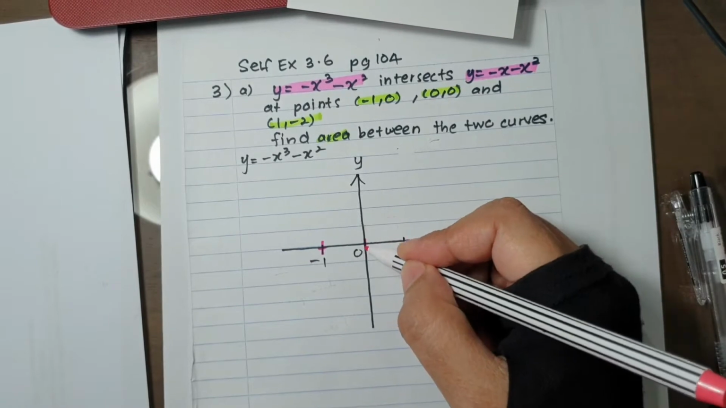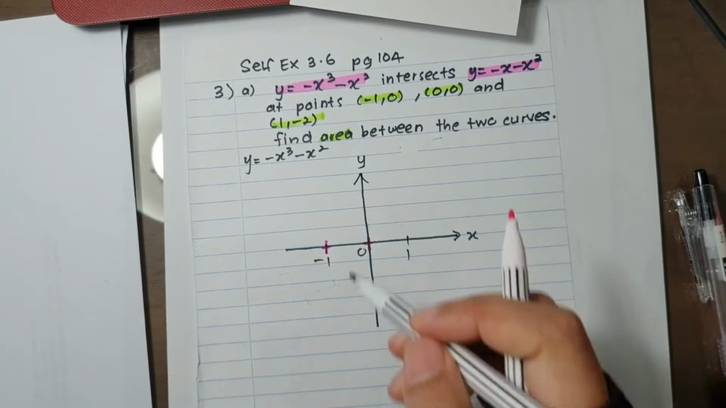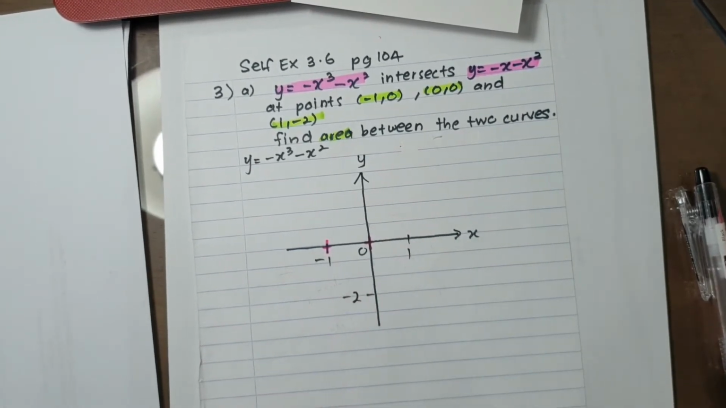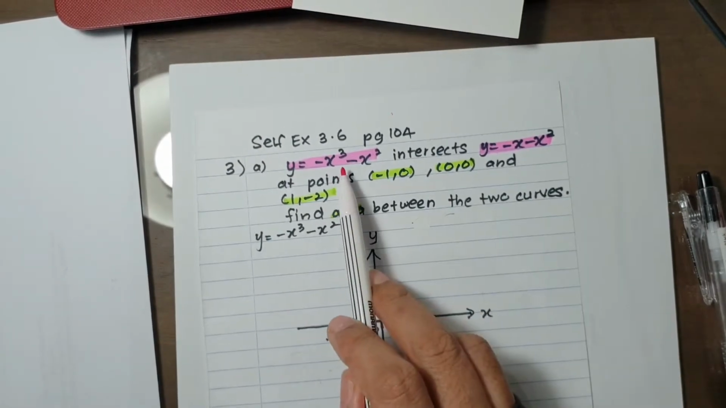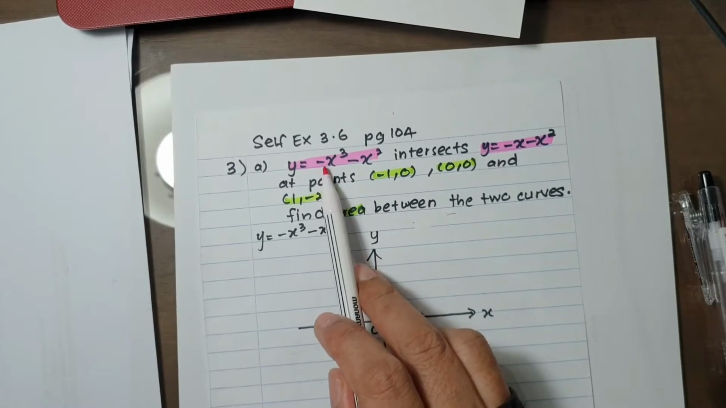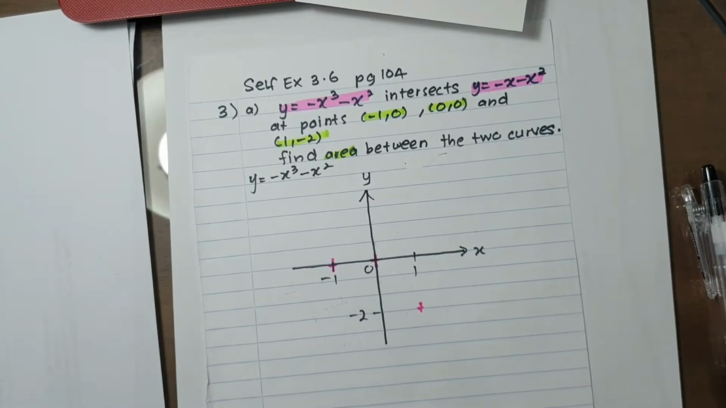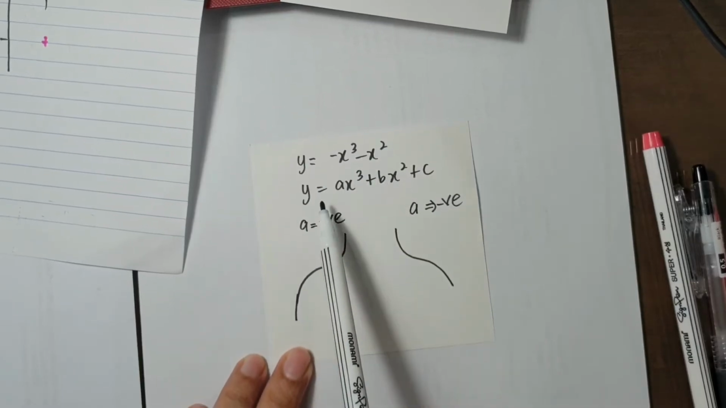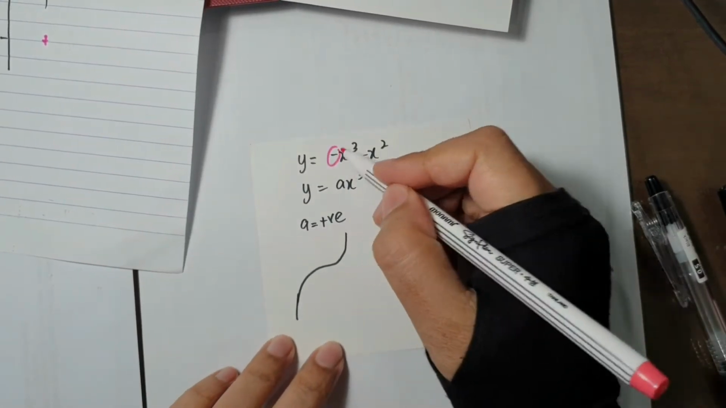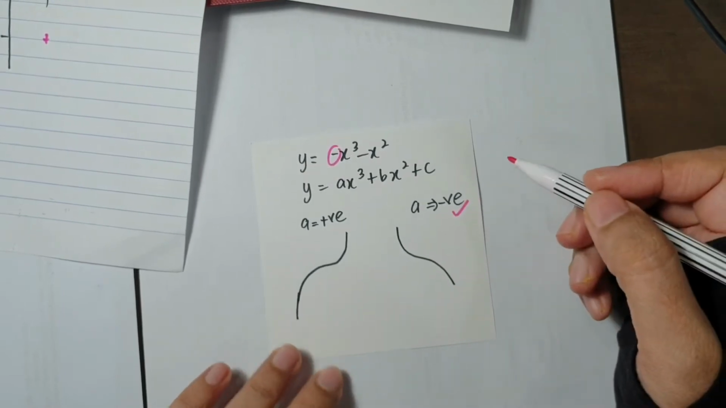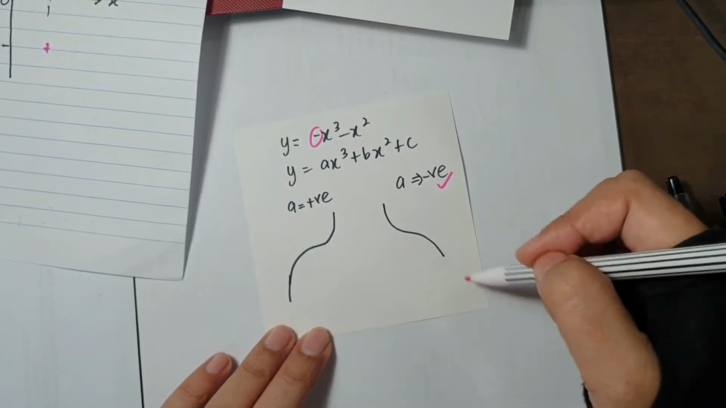(-1, 0), (0, 0) and (1, -2). Let's say negative 2 is here. So (1, -2) is here. These points lie on this curve, right? Since this equation has a negative coefficient of x cubed, as we have learned for the cubic function, the value of a here is negative. If the value of a is negative, the curve has a shape like this.